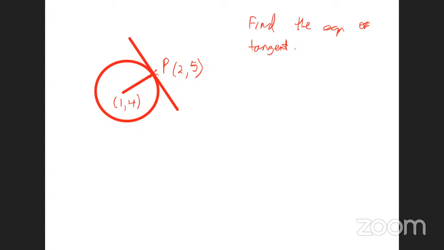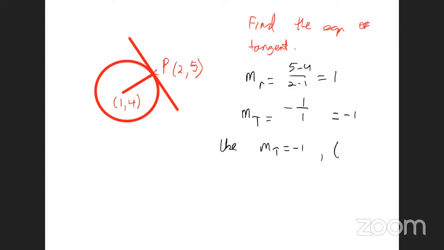All right. Got it. So I am starting now. Hopefully you are ahead of me. Gradient of radius, 5 minus 4 over 2 minus 1. So you got 1. Gradient of tangent is minus 1 over 1. So now we're going to use gradient of tangent is minus 1 and the point (2, 5), and y minus y1 is m by x minus x1. And that's it. Hurry up. Finish up that last part there.